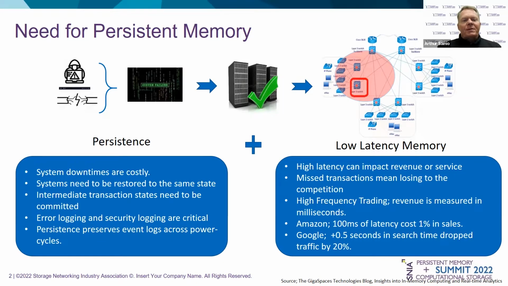So why is persistent memory needed? System downtimes are costly, but inevitable. When systems lose power or crash, they need to be rebooted into the same state to minimize disruptions. Persistent memory is critical for saving things like intermediate transaction states, configurations, and metadata, even before the transactions are fully committed. For example, data in flight would be in that category.